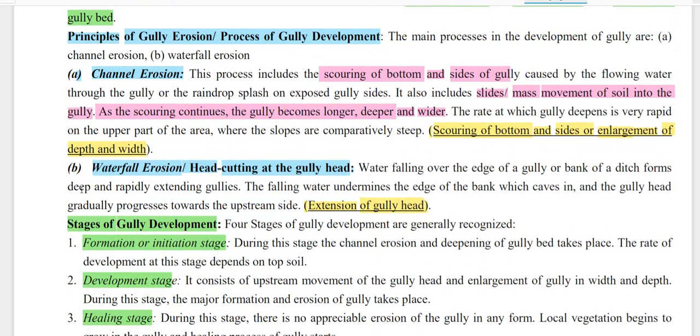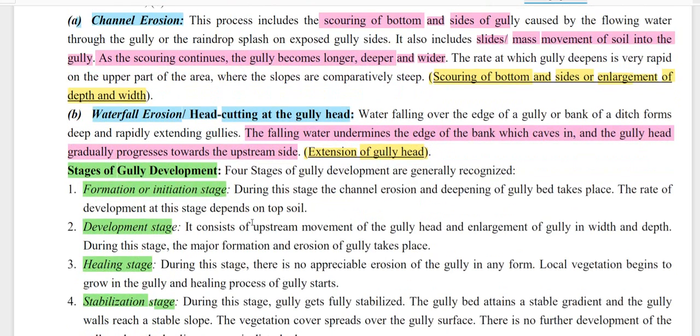Now see what waterfall erosion, or head cutting at the gully head, is. Water falling over the edge of the gully or the bank of a ditch will form deep and rapidly extending gullies. The falling water undermines the edge of the bank, which caves in, and the gully head gradually progresses towards the upstream side. That means the gully head will extend on the upstream side.